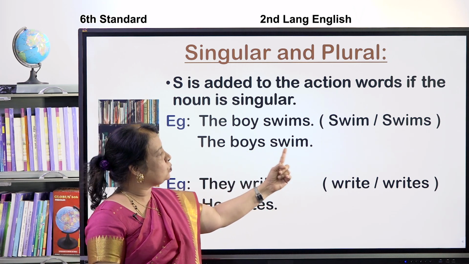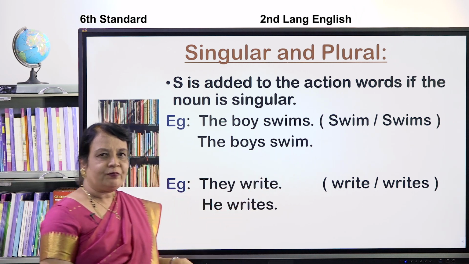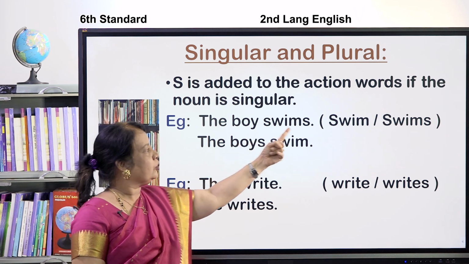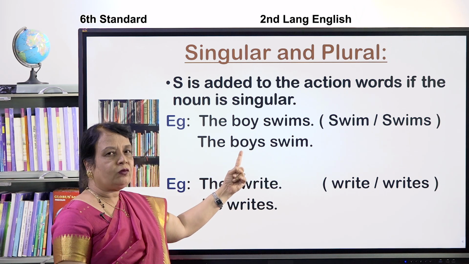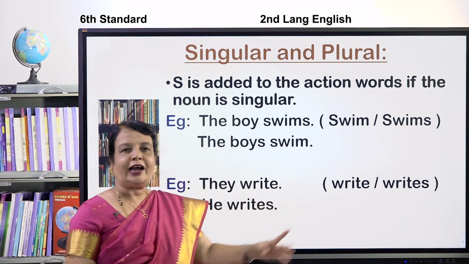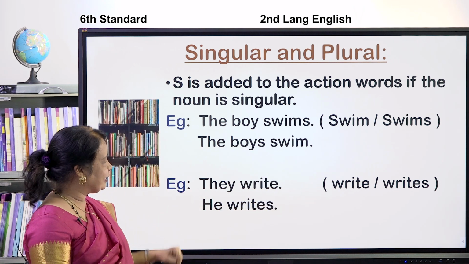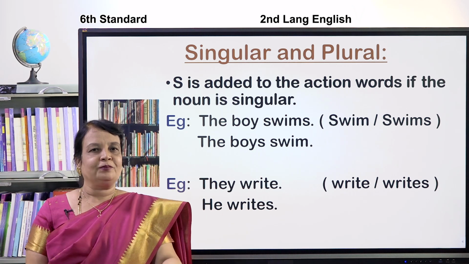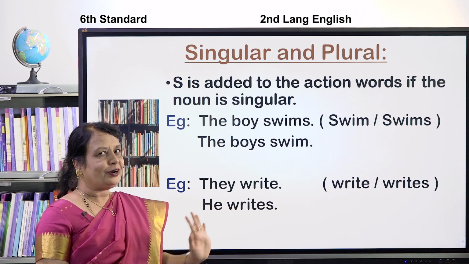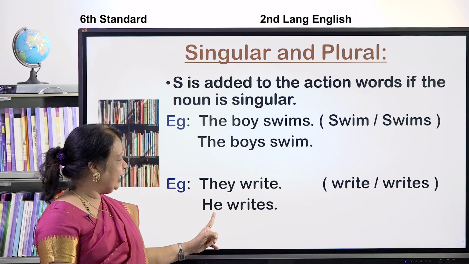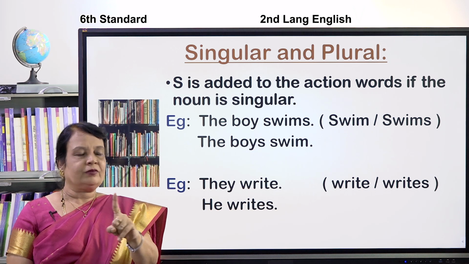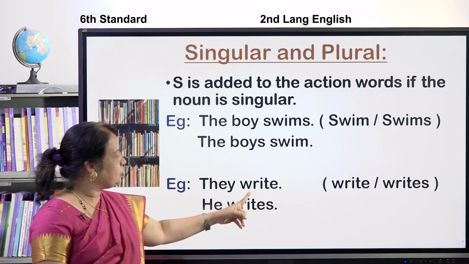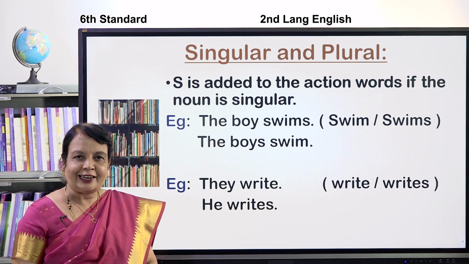The boys swim. Did you get an idea, children? Only one person, you are supposed to add s. More than one person, you are not supposed to add s. There is one more example, children. They write. They means everybody. They write. We are not going to add s. But when it is singular, he means only one boy. So, he writes. I have given you both in this bracket. You are supposed to select the correct one. Did you get an idea?